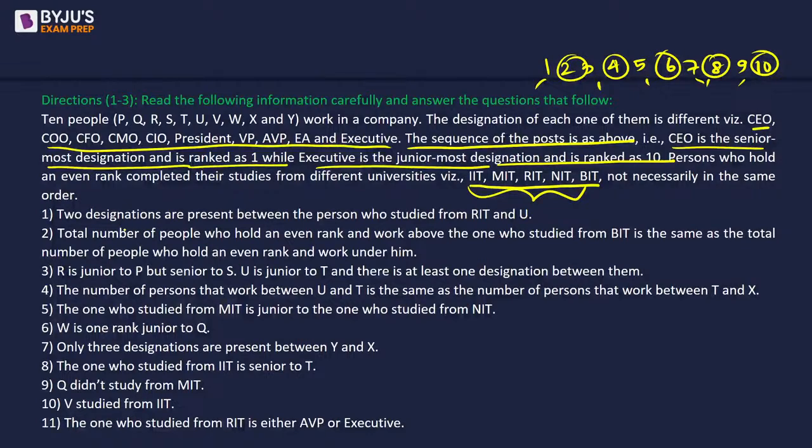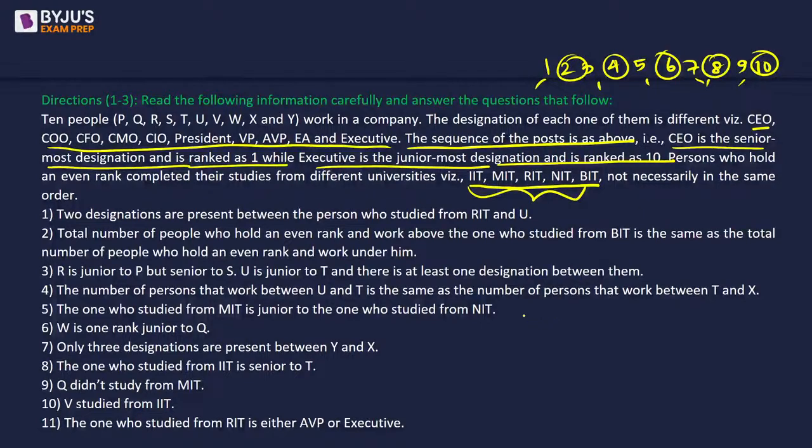Now then we have points. 2 designations are present between the person who studied from RIT and U. Total number of people who hold an even rank and work above the one who studied from BIT is the same as the total number of people who hold an even rank and work under him, and so on and so forth. So there are 11 points, which is way too time consuming.